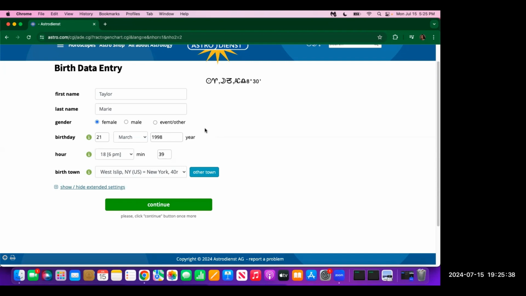And then you'll want to put your birth town. So this is the town in which you were born, not where you live right now. That would be your relocated chart. We're talking about the town in which you were born.